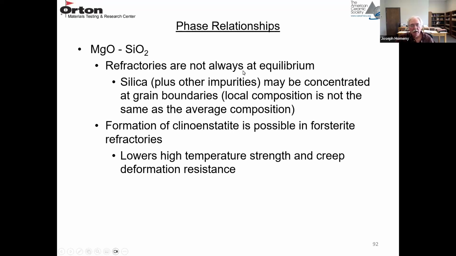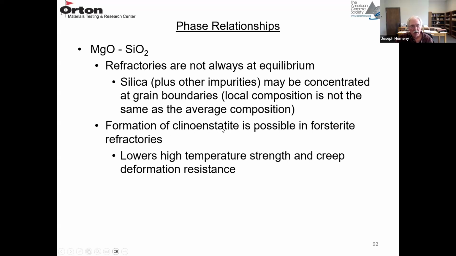So refractories, I mentioned, are not always at equilibrium. The chemistry is not uniform. So silica plus related impurities tend to be concentrated at grain boundaries. So the local composition is not the same as the average composition. So the grain boundaries or the matrix may be totally different than the coarser grains.